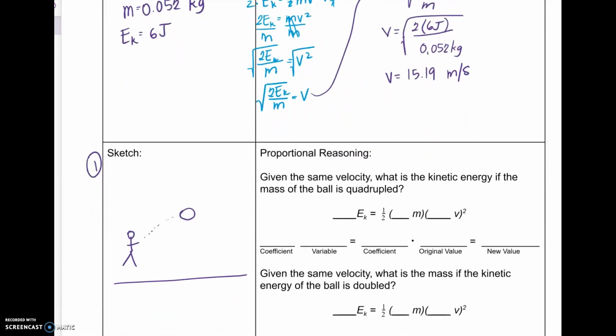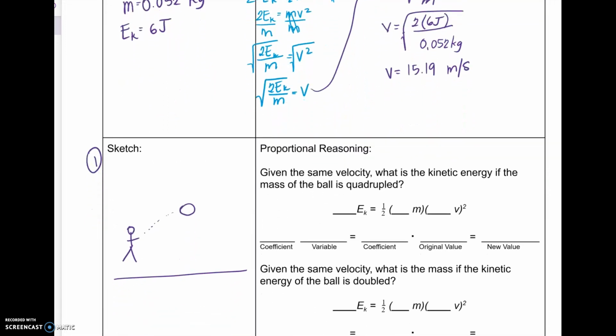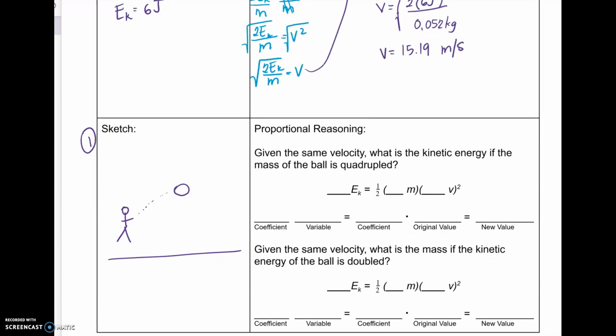Okay, now for the proportional reasoning, given the same velocity means 1 for our coefficient. What is the kinetic energy if the mass of the ball is quadrupled? So now we're going to quadruple the mass of the ball. 1 squared is just 1 times 4 is going to be 4. So our coefficient is 4.